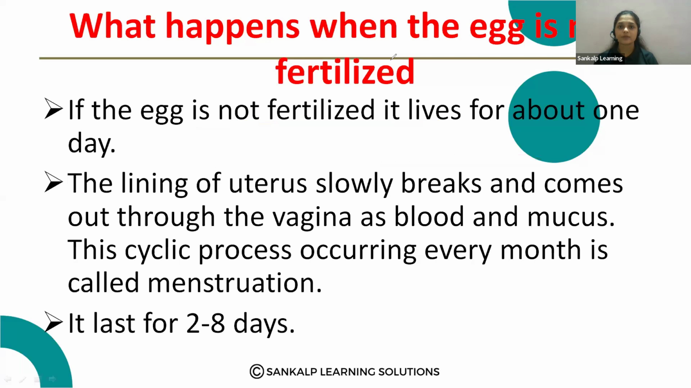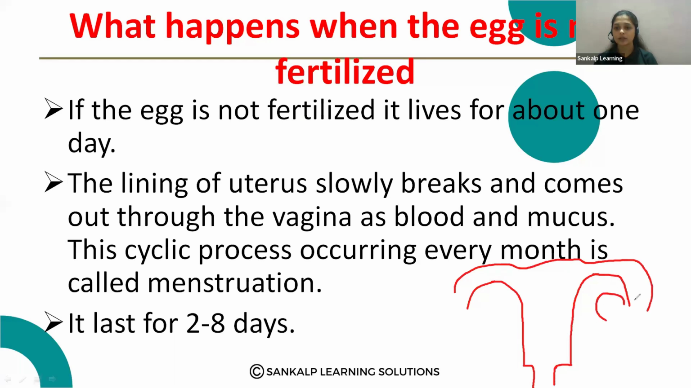In case, just imagine, see this concept. So this is the uterus. Okay, this is the uterus. And you can draw the oviduct and ovary, a pair of ovaries. So this is the uterus, right?